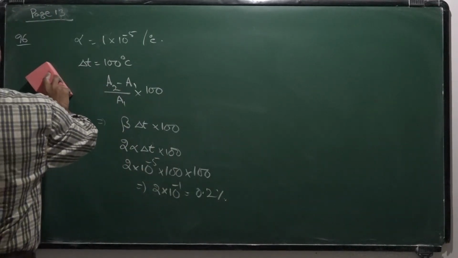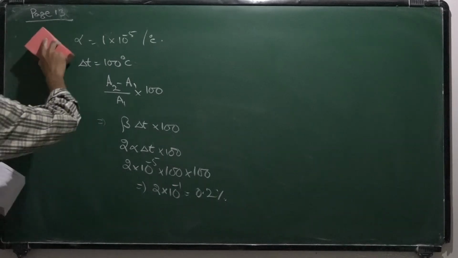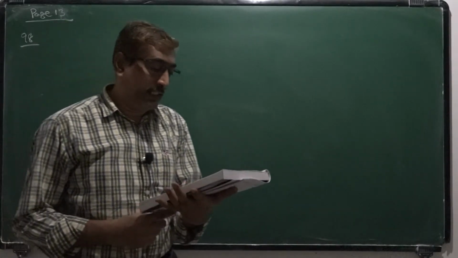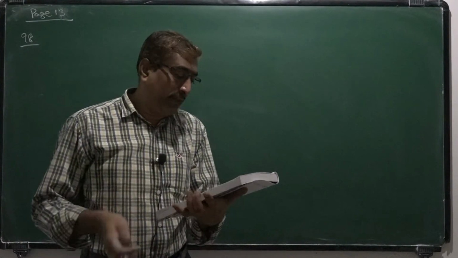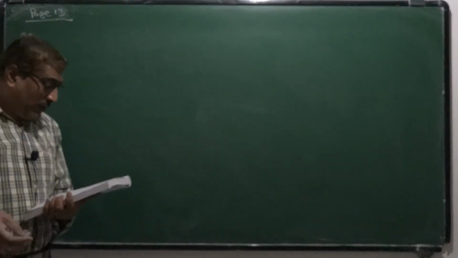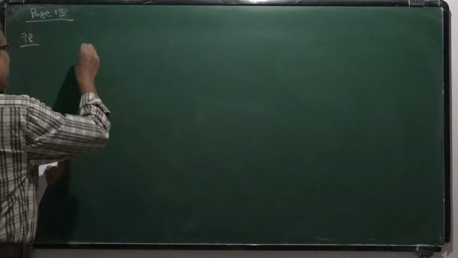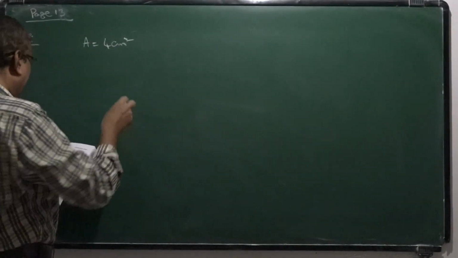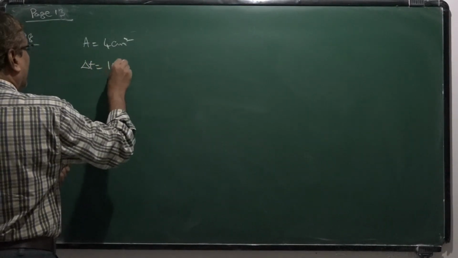Next, 98. An iron bar whose cross-sectional area is 4 centimeters square is heated from 0 to 100 degrees centigrade. The force required to prevent the expansion of the rod is... So delta T is 100.